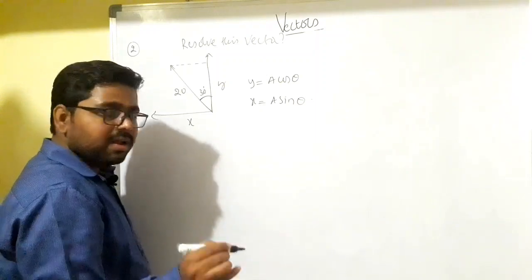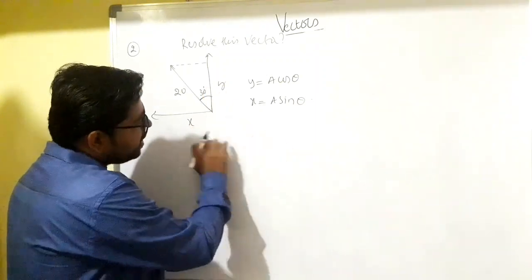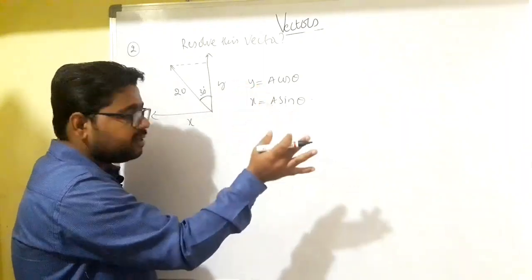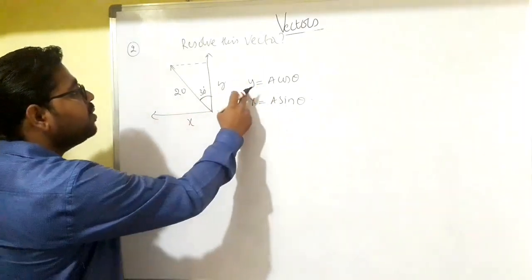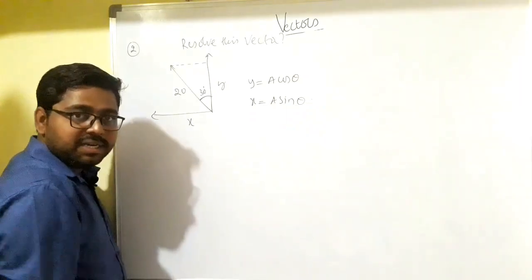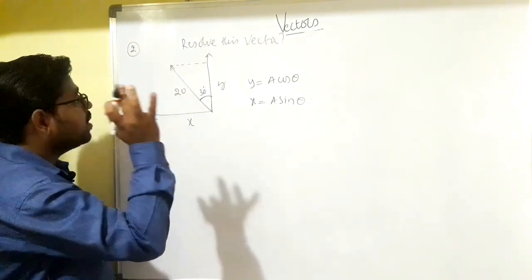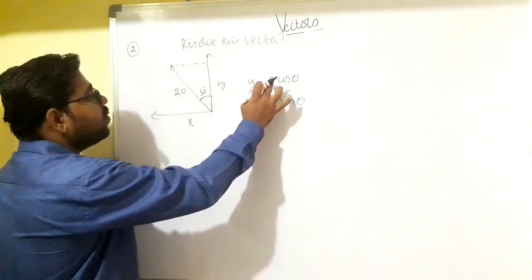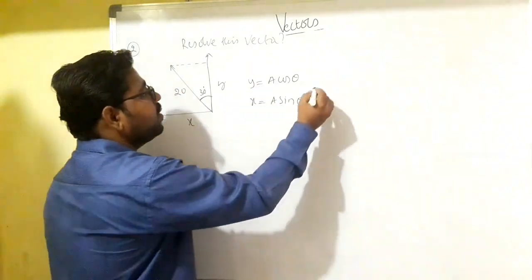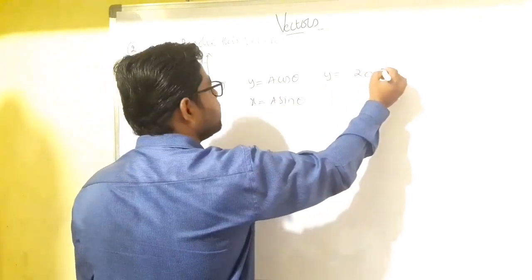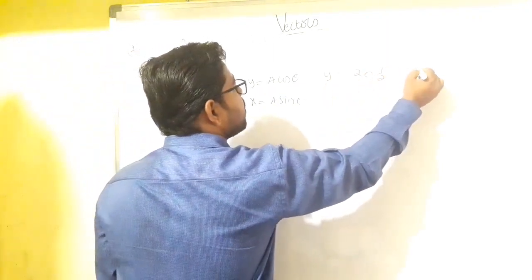Over there it was different, that was x axis how much it is making and y axis how much it is making, so that is different, and here it is different. So y is equal to a cos theta and here it is a sin theta. Clear, I think. So here, what is a value? 20. Okay, so y is equal to 20 cos theta, cos 30, 1 by 2, so it is equal to 10.